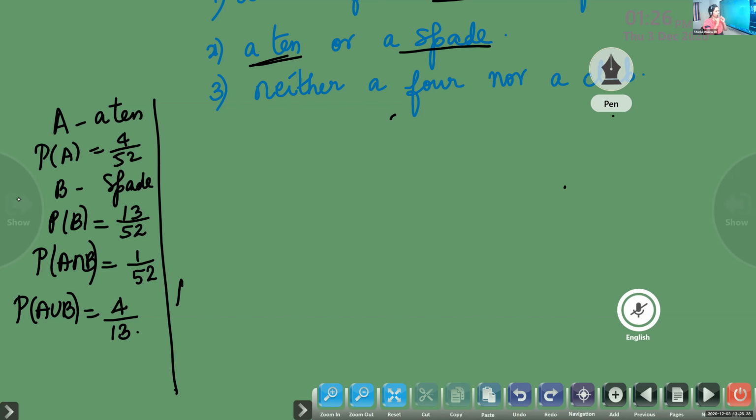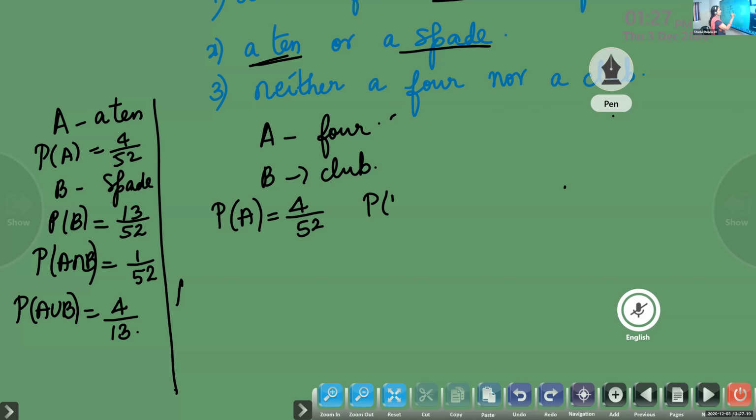That means we don't want 4 and we don't want club. Okay, complementary events. We don't want 4, we don't want club. So let A denote getting a 4 and B denote getting a club. So what is the probability of getting 4? How many times will you get 4? Punya? 4 out of 52, isn't it?